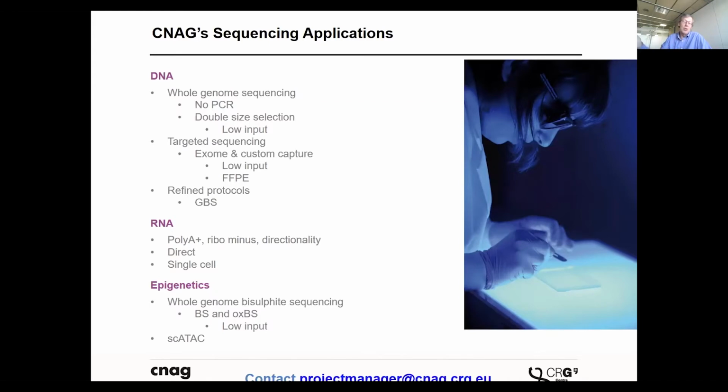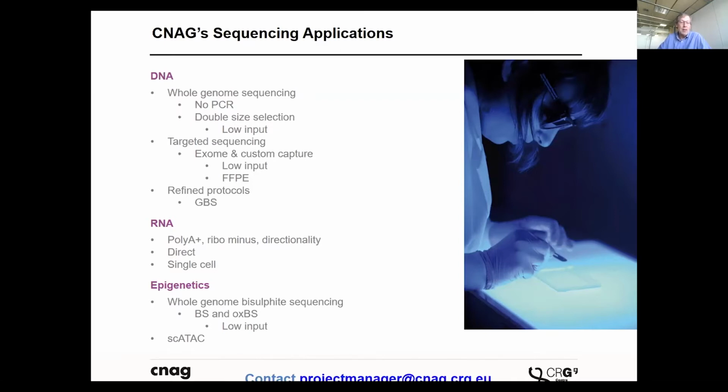RNA, a whole series of protocols as well. We have protocols that go towards the Illumina sequencers, protocols that go towards the Oxford Nanopore Technology sequencers. We can directly measure RNA molecules, and we can do this again at different levels. We can do it in bulk or all the way down to single cells.